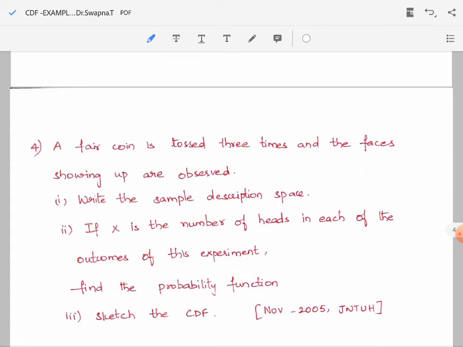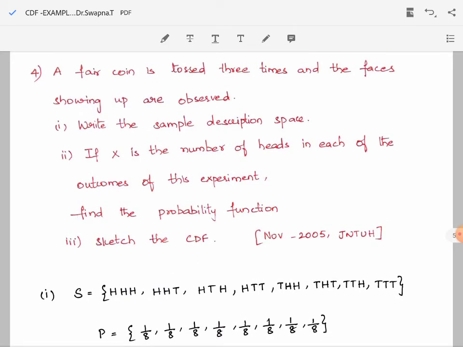Next question. A fair coin is tossed 3 times and the faces showing up are observed. Write the sample space. Second, if X is the number of heads in each of the outcomes of this experiment, find the probability function and sketch the CDF. This is from November 2005, JNTUH.